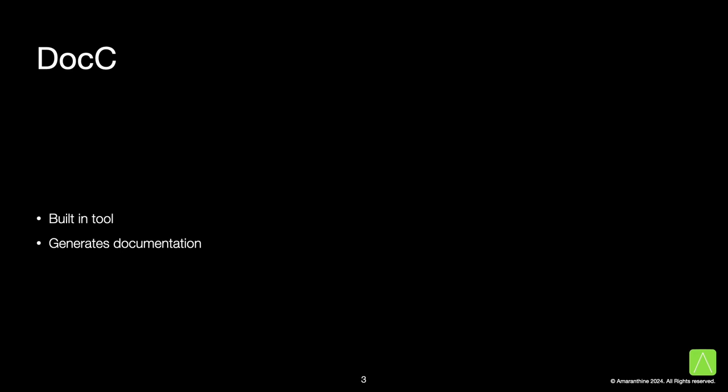DocC is a built-in documentation rendering tool that allows developers to easily build documentation for their code. Traditionally, developers would create documentation for their code via comments, and then separately create documentation files for reference for other developers. DocC combines the two steps into a single step, making it easy for developers to write documentation and for others to read that documentation.